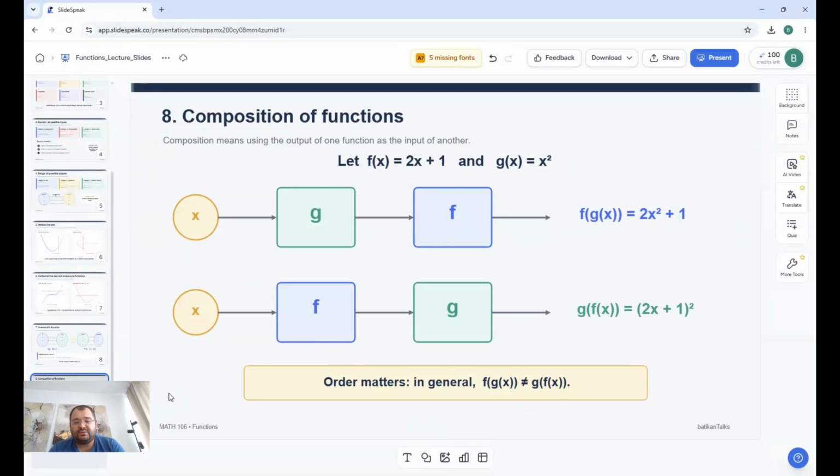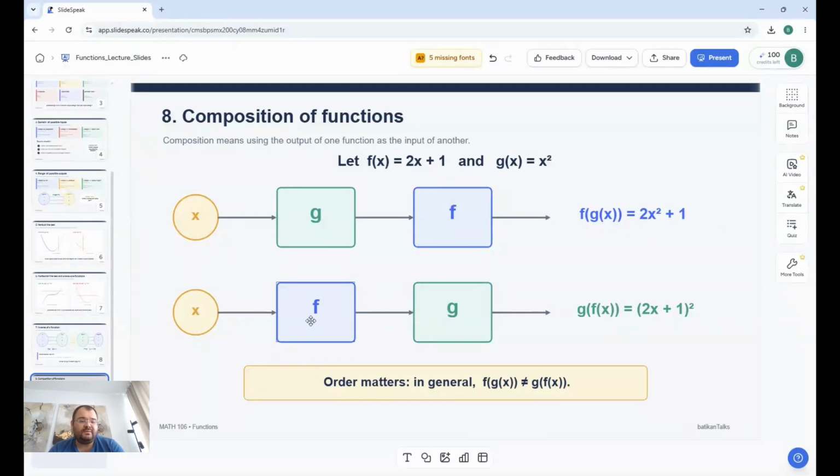And we have composition of the functions f(x) and g(x). In this example, f(x) is taking g(x) as a parameter. g(x) is taking x as a parameter, then f is taking g(x) as a parameter. With f(x) equals 2x plus 1 and g(x) equals x squared, you end up with 2x squared plus 1.